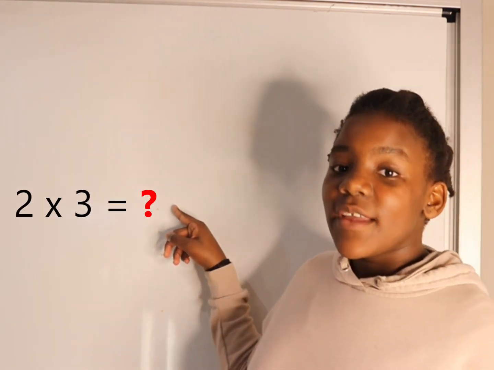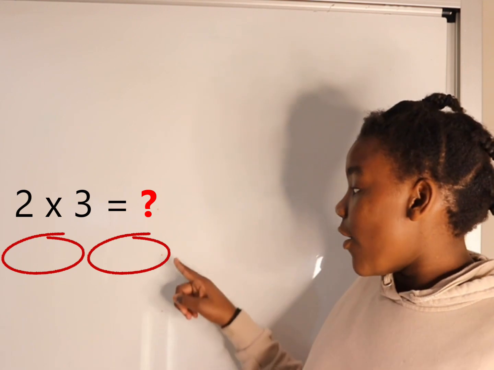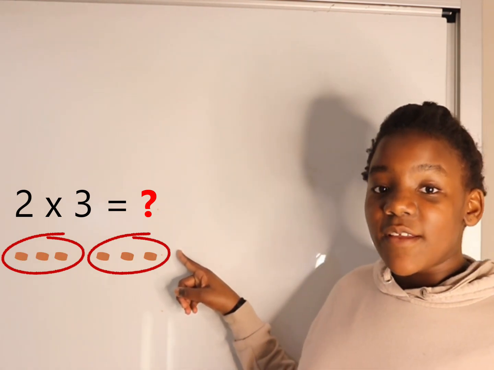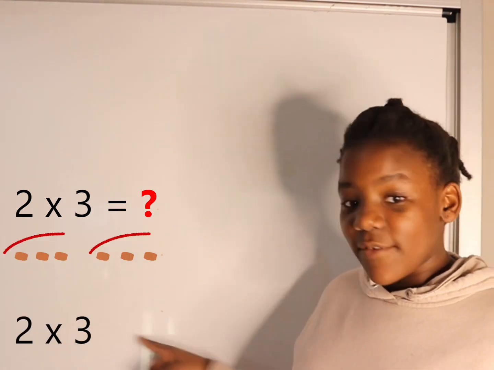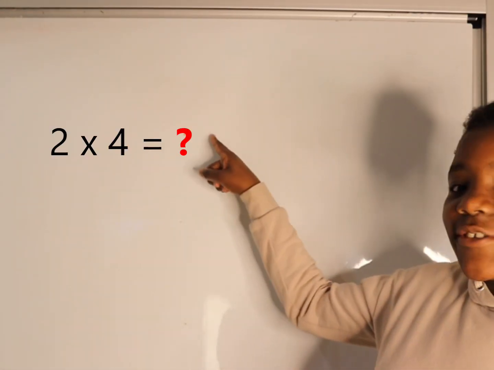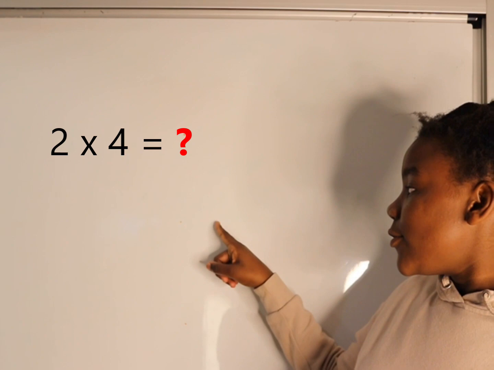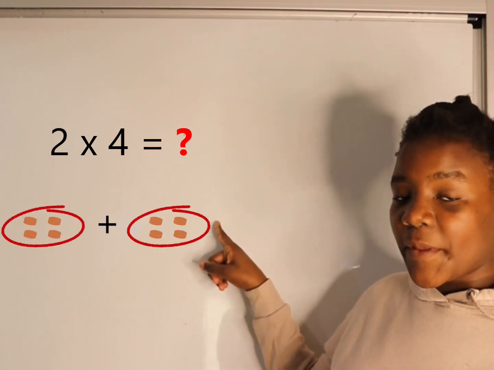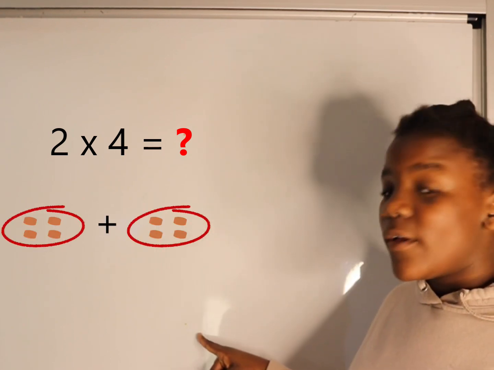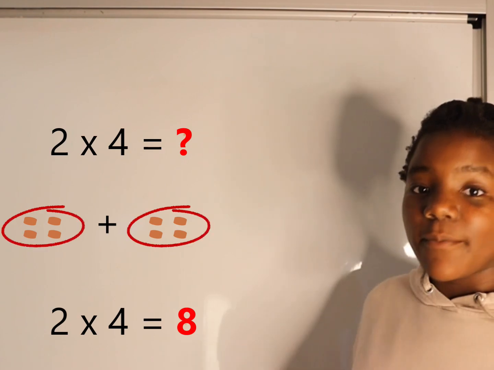Let's try multiplying some single-digit numbers. We'll start with 2 times 3. This means 2 groups of 3, which is 3 plus 3, which equals 6. So 2 times 3 equals 6. Let's try another one. 2 times 4. 2 groups of 4, which is 4 plus 4, which equals 8. Therefore, the answer to 2 times 4 is 8.